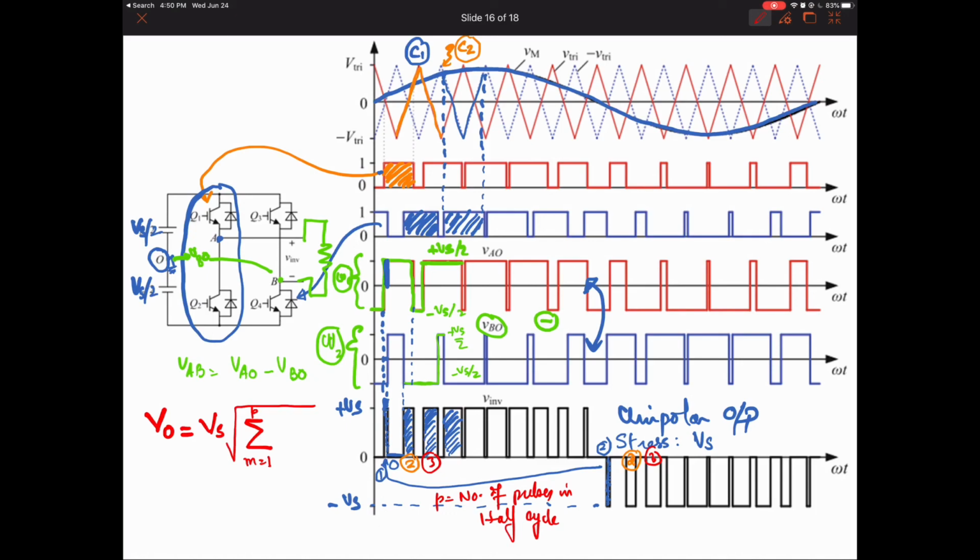So we will be taking the area defined by each pulse. So let's suppose that the width of each pulse is del m, so del m by pi, right? So this will give us the net RMS output voltage. So that is given by this one.